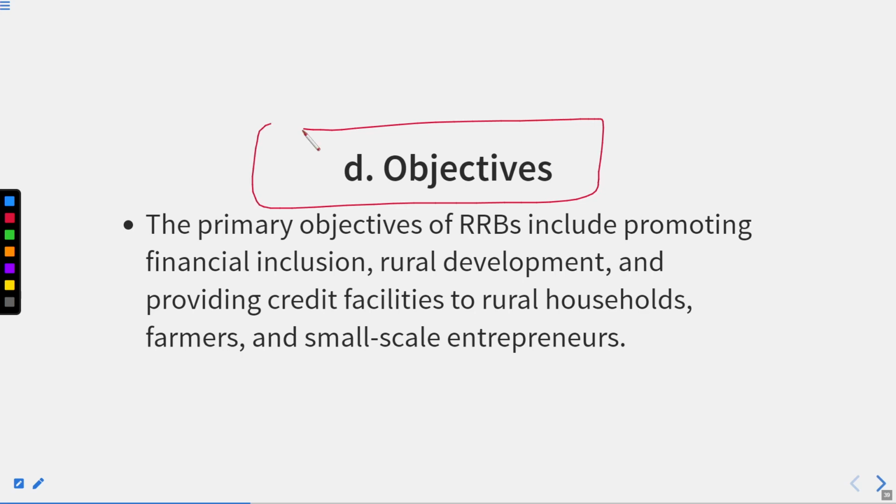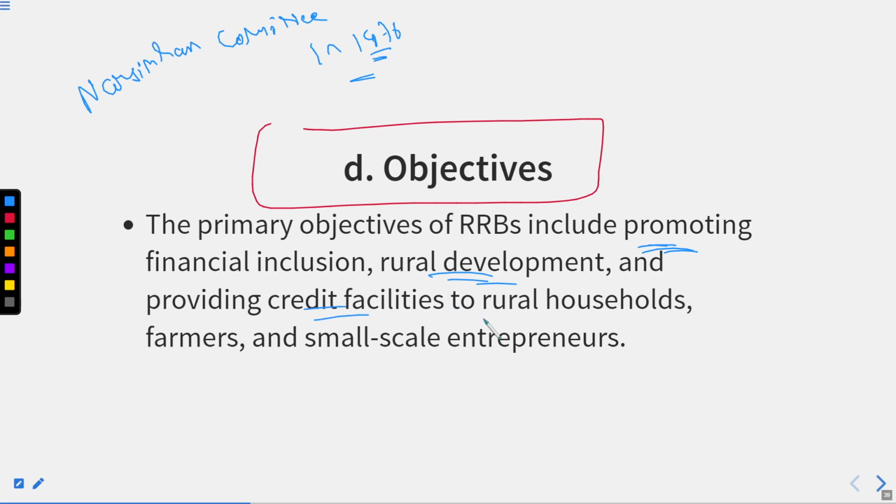Thereafter come the objectives. Like, what are the objectives? Why did the Narasimhan Committee in 1976 recommend the RRBs? So the primary objectives of RRBs include promoting financial inclusion. It means that we have to include all these people who are underserved by the traditional banks. All right. Rural development. If banking facilities are available in the rural areas, it means that credit lines or investment will also be made in the rural areas, which will eventually lead to rural development.